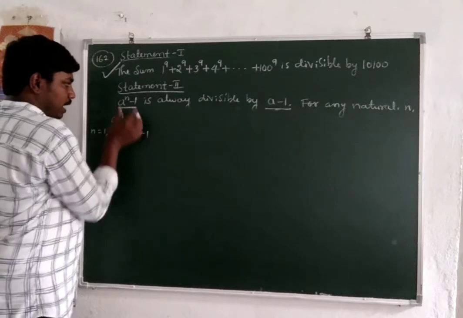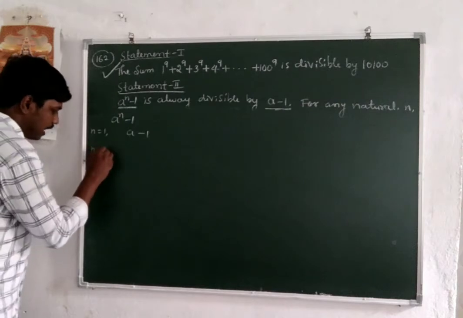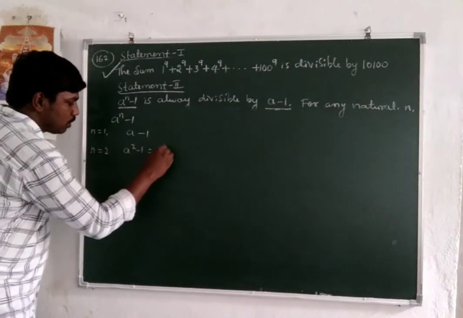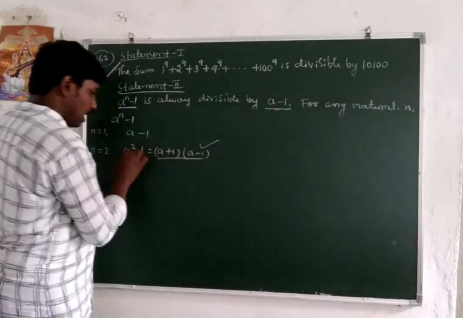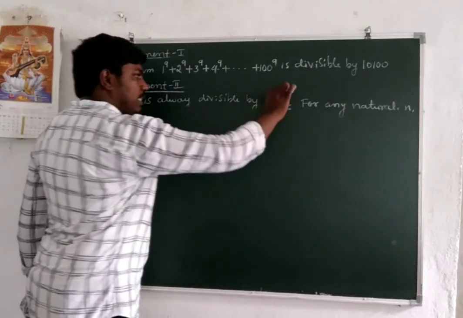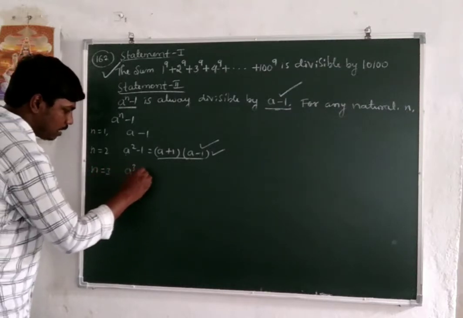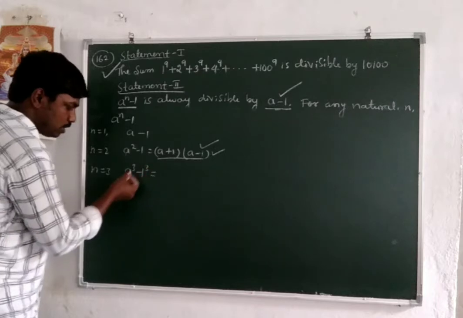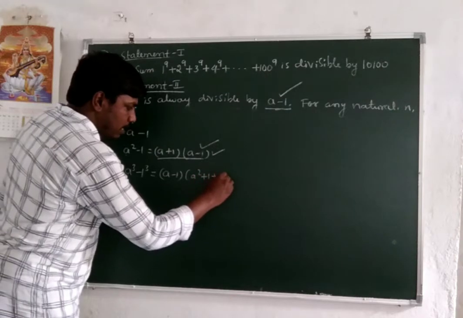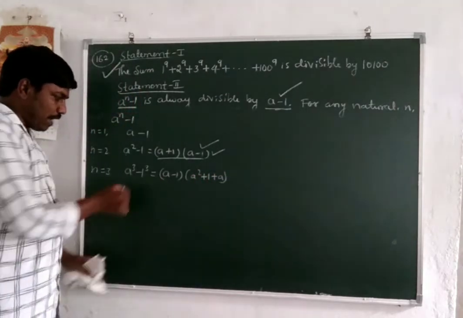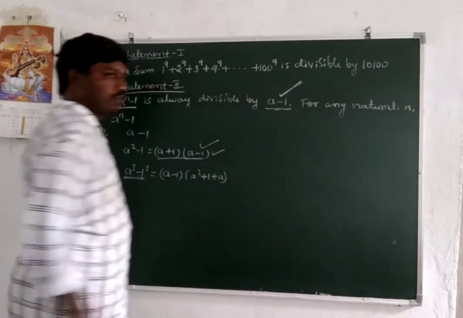So a minus 1 is divisible by a minus 1, yes. Next, suppose n is equal to 2. So a square minus 1 is equal to a plus 1 into a minus 1. So a minus 1 is a factor of a square minus 1, therefore a square minus 1 is divisible by a minus 1. Suppose n is equal to 3. Using the cube formula, a cube minus 1 is a minus 1 into a square plus a plus 1. So a minus 1 is a factor of a cube minus 1, therefore a cube minus 1 is divisible by a minus 1, right?